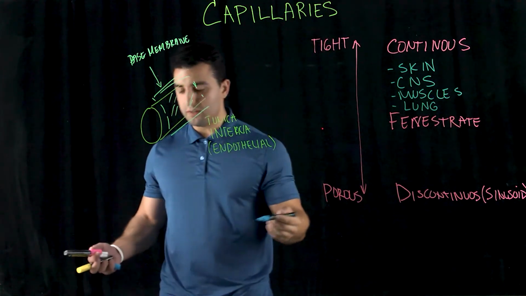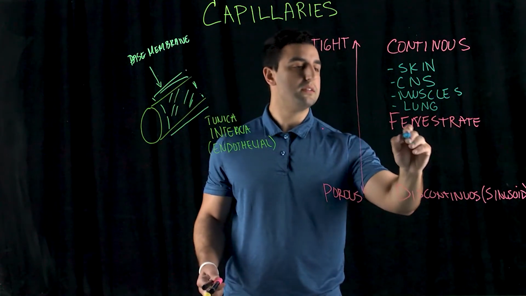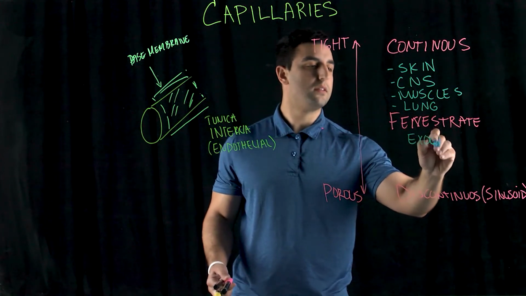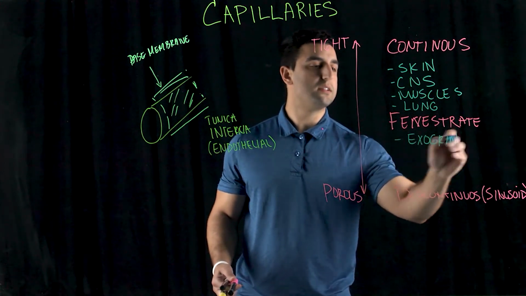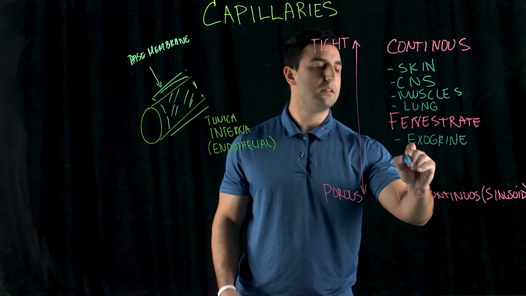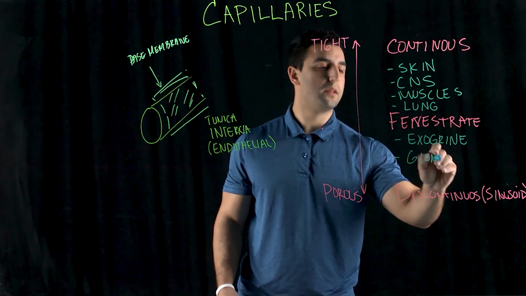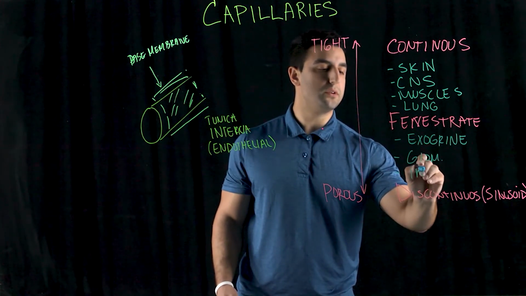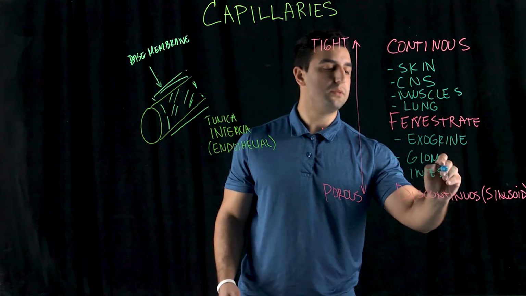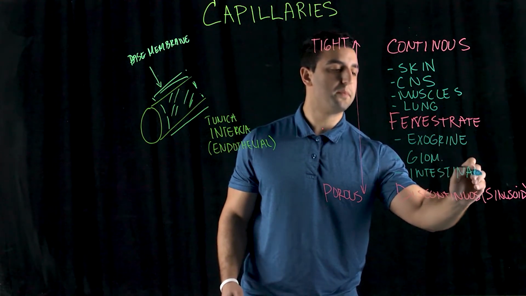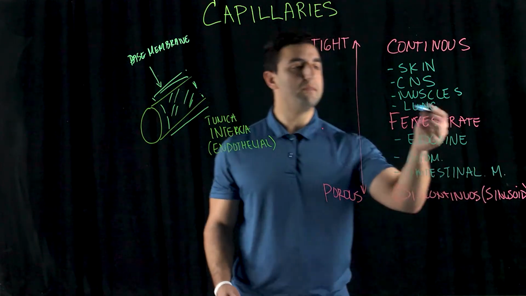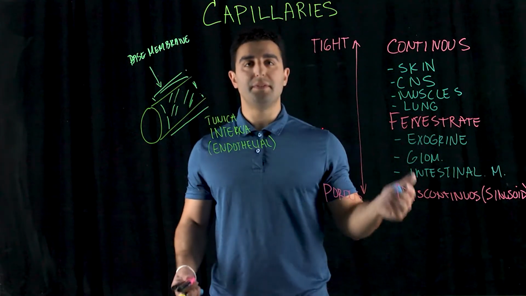Then you have the fenestrated, which are in the exocrine glands, the glomerulus, which is involved in the kidneys, and also the intestinal mucosa. The intestinal mucosa is involved in the digestive system here, and we have the fenestrated type of capillaries.